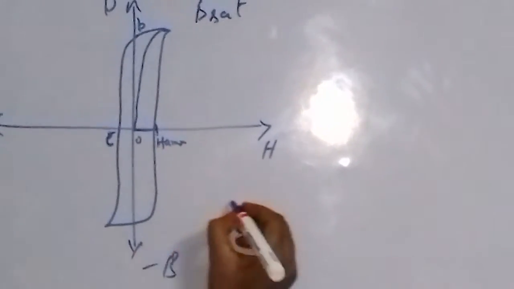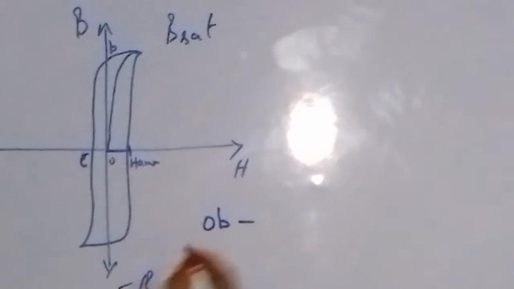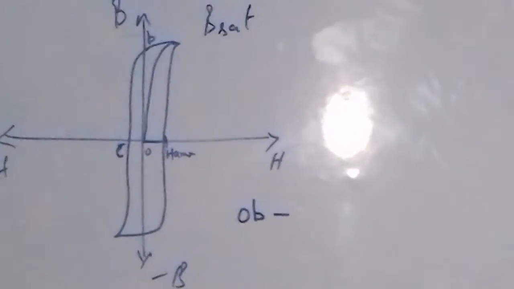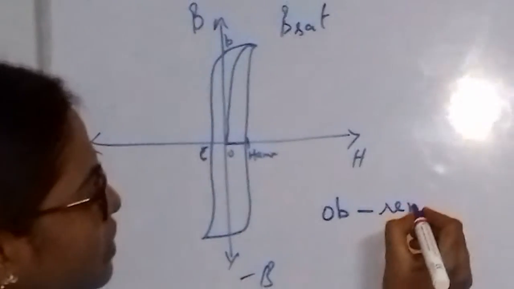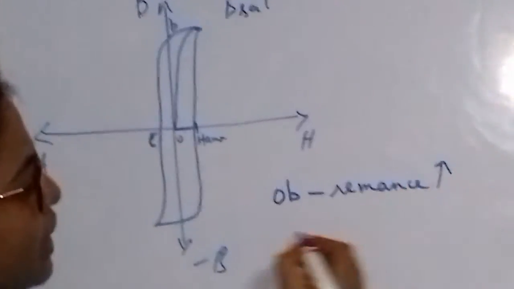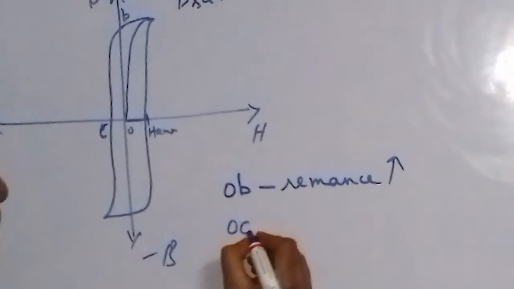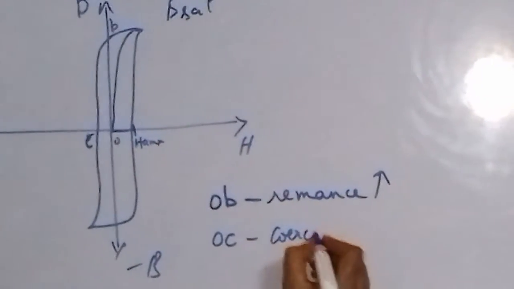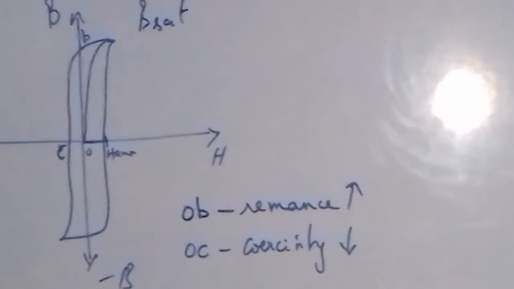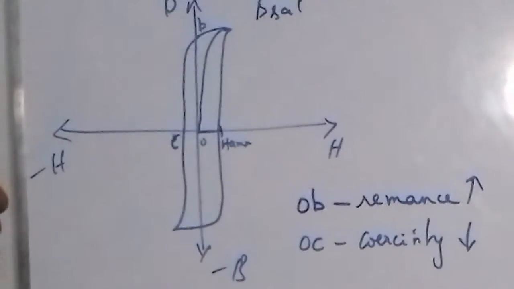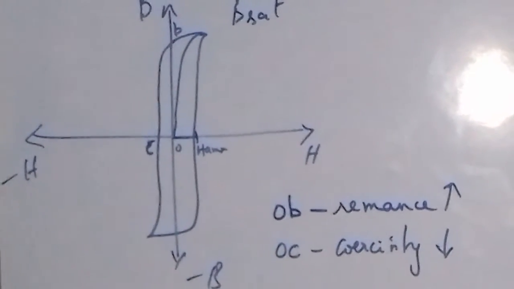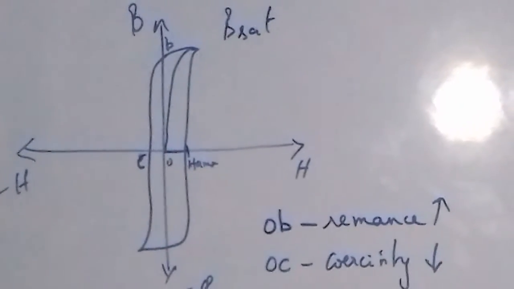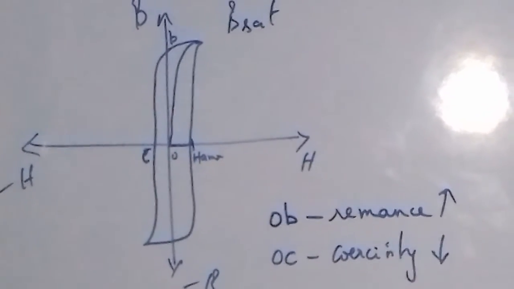So what is the value OB called? OB is the remanence. The residual magnetization is very high. Remanence is very high. OC is the coercivity. Coercivity is very low. So this type of material is called soft magnets, soft magnetic material. All are ferromagnetic, but within that there is a small classification.